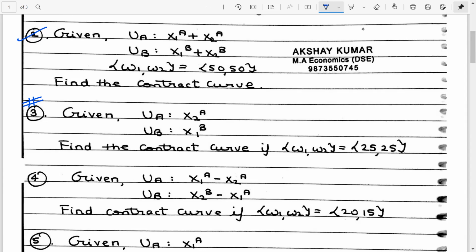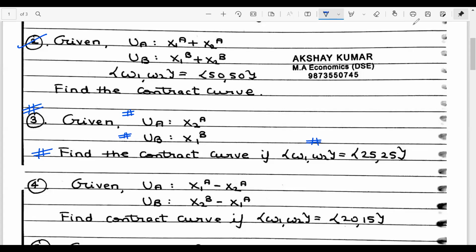Again, we are given the utility function of agent A and agent B. If you closely look at the utility functions, you can see that for agent A, X1 is a neutral good. Remember, neutral goods are those goods which neither give you satisfaction nor dissatisfaction. For agent B, X2 is a neutral good, and we need to find the contract curve, which is the locus of all Pareto efficient points, given the endowment 25, 25. So let's come to the whiteboard and quickly solve this question.